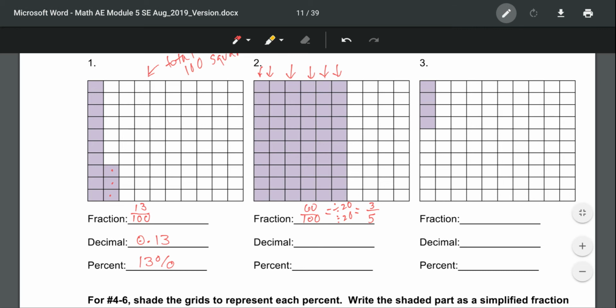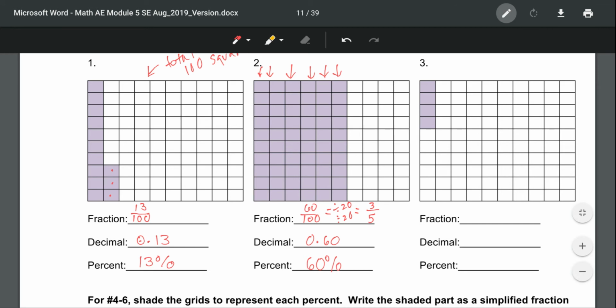As a decimal, remember that 60 over 100 means 60 hundredths. So again, this would be 0.60. And then as a percent, remember a percent means out of 100. So if this is 60 out of 100, then as a percent, it would be 60%.